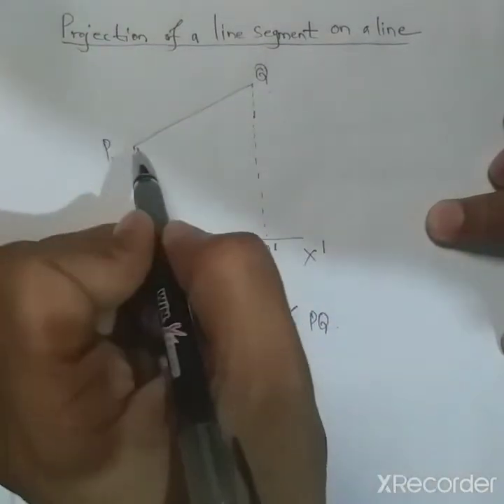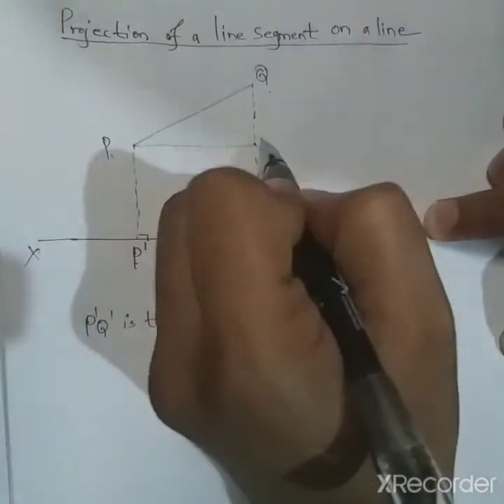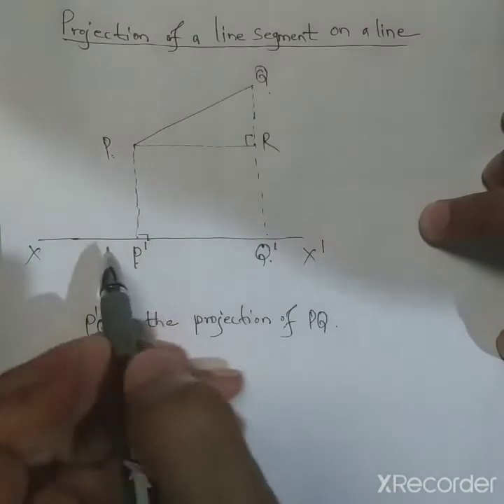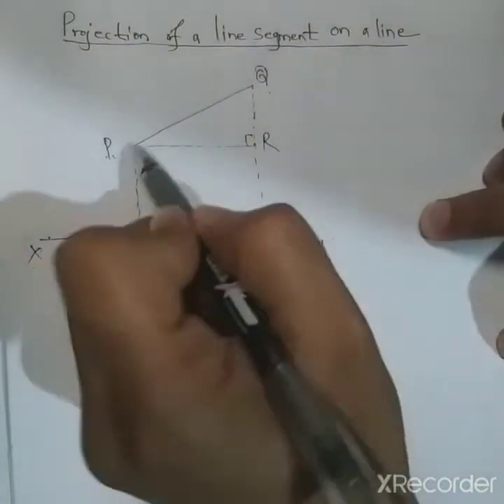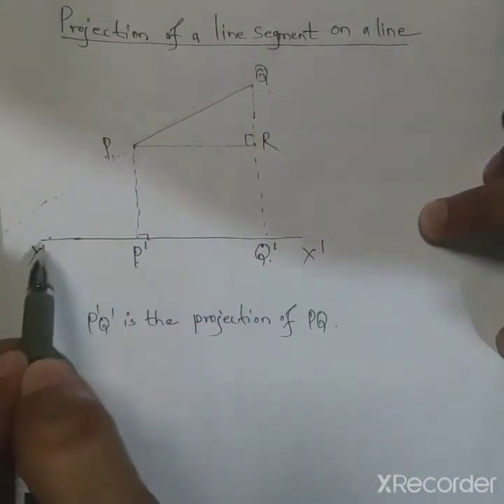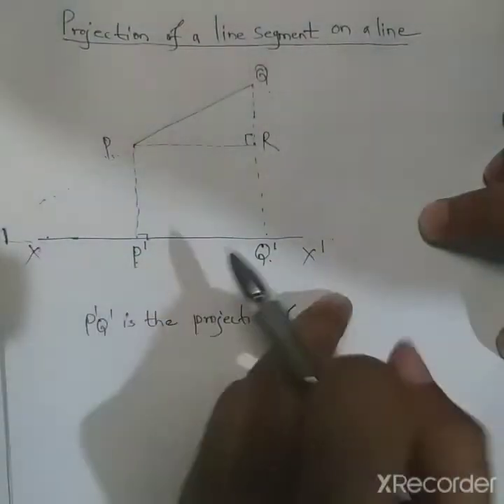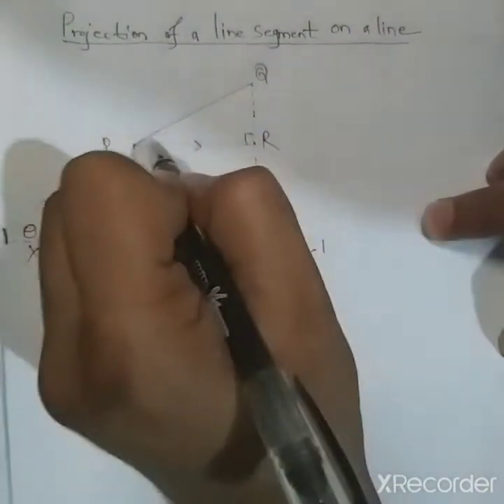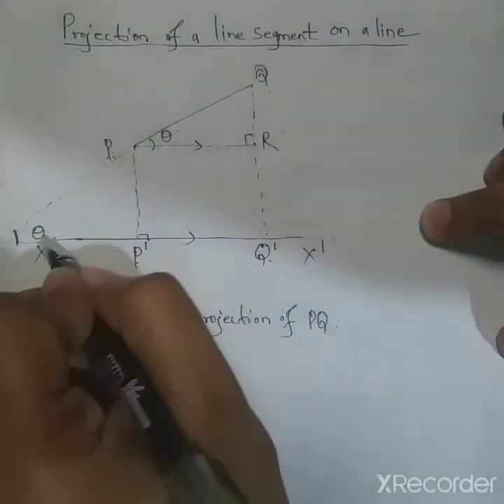Again, let us draw the perpendicular from P on QQ dash, and let us call this point R. So this is a perpendicular. Now let us consider that PQ makes an angle theta with X dash, because if we go on producing this line PQ, it will cut X dash somewhere. So the angle between PQ and X dash can be considered as theta. Being parallel lines, this angle QPR will also be theta, because they are corresponding angles.